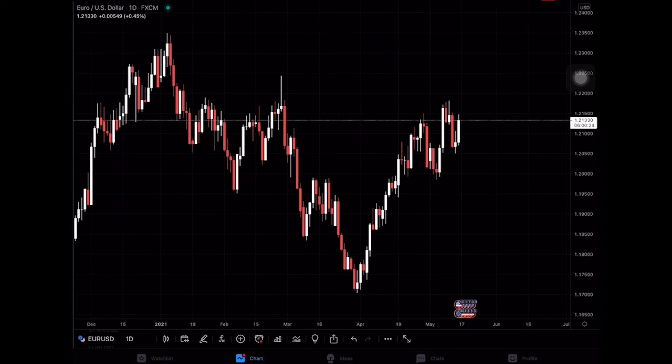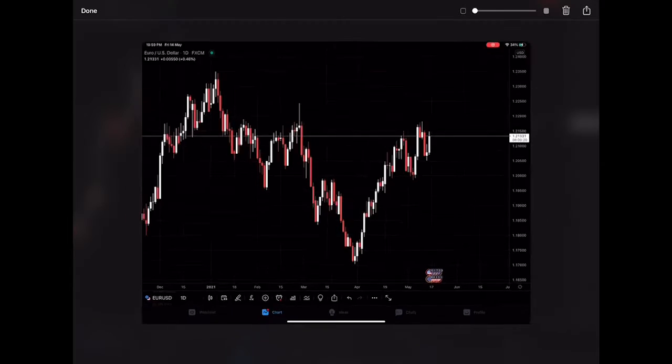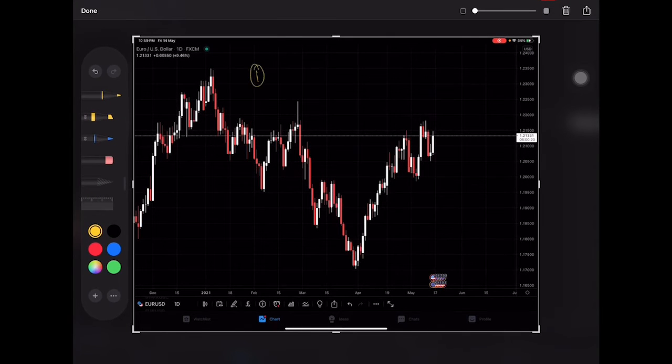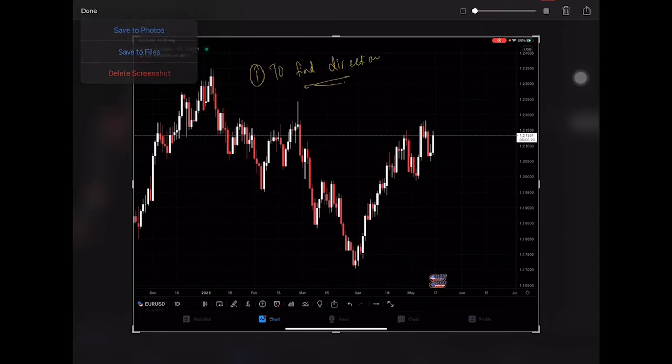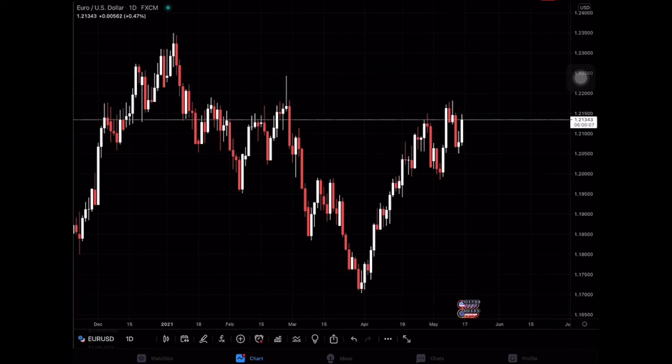That's one thing. Our first objective is done, which is to find the direction. Okay, objective number one done. Now we plot some trend line. Trend line or SNR.